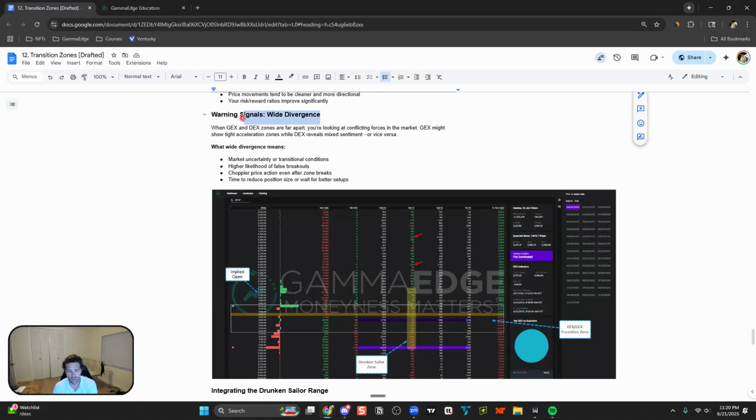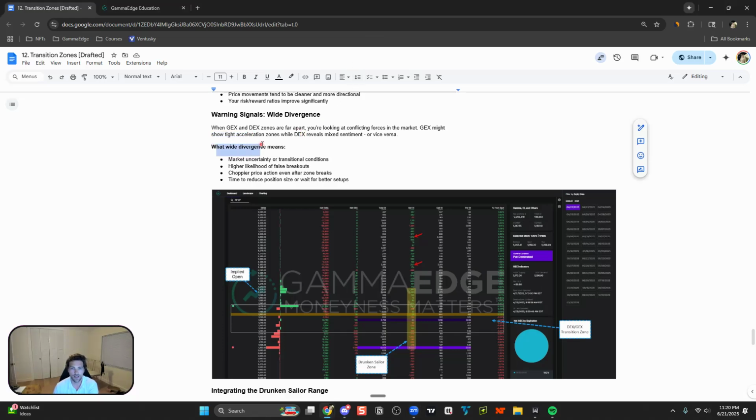Warning signs, as we talked about earlier, are the wide divergence and really just the overall large transition zones. And again, when these are far apart, you're looking at conflicting forces in the market. GEX might show tight acceleration, but DEX reveals mixed sentiment, or vice versa.